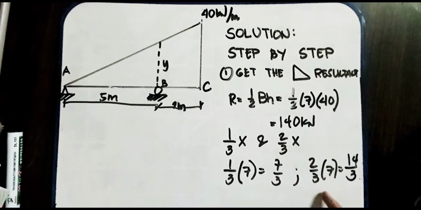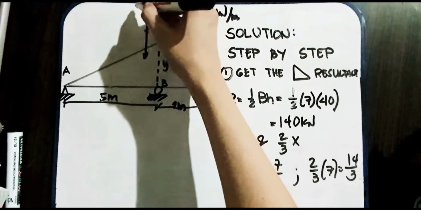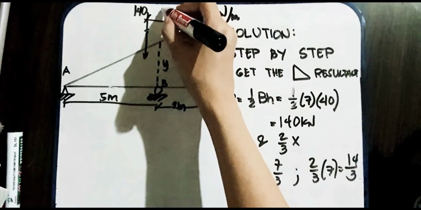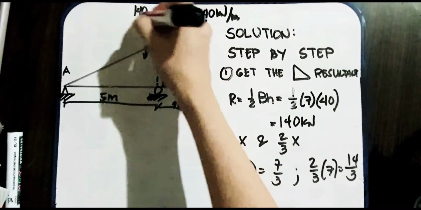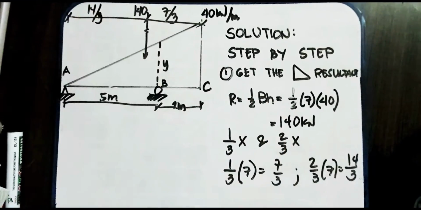These are the locations para dun sa resultant natin. So, ilan ba to? So, 7 all over 3, dito siya located. So, that is your 140. So, pwede ko ilagay na ito ay 7 all over 3. Dito naman, that is 14 all over 3.